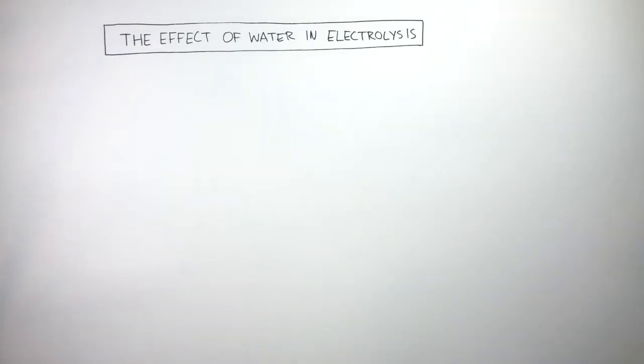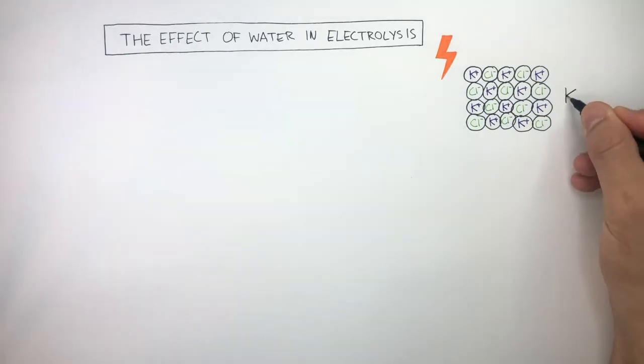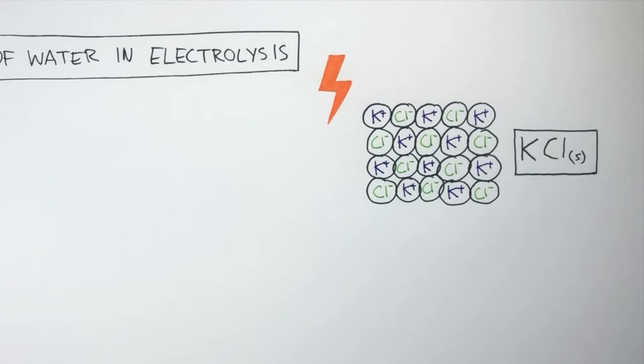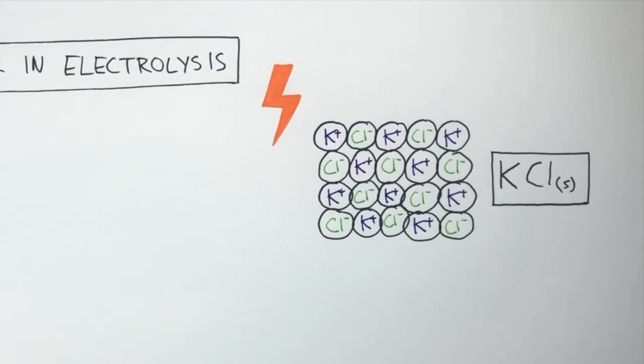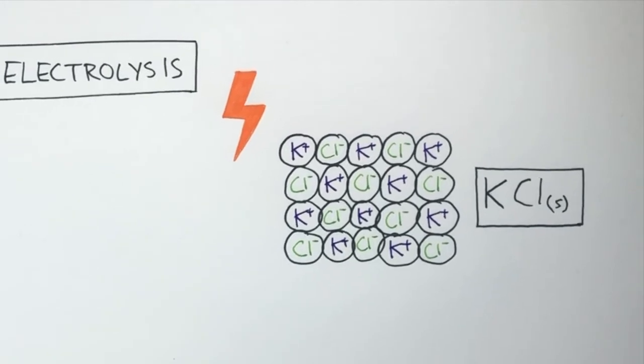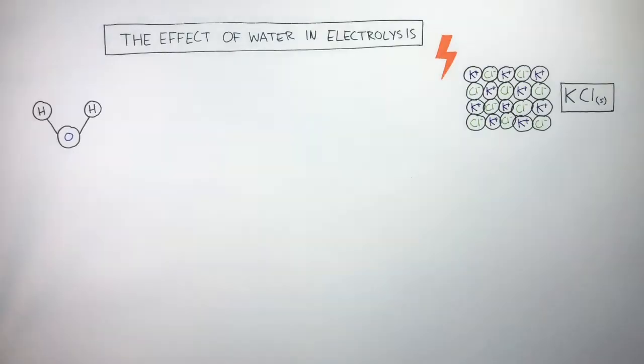Electrolysis is a process which uses electricity to break down ionic compounds. Here we have solid potassium chloride, which has a giant ionic lattice structure where the ions are held in a regular arrangement, held by strong ionic bonds. This particle diagram represents one water molecule, where the chemical formula is H2O.